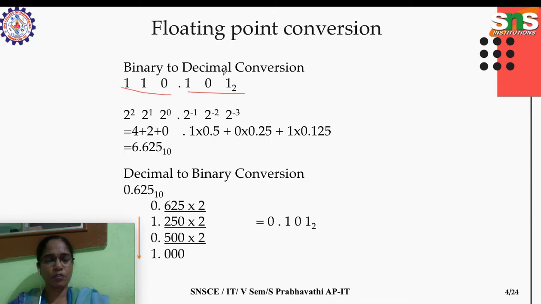And coming to after the binary point, how to calculate it? After the binary point we need to go for the division method like this. So 1 into 2 power minus 1, 0 into 2 power minus 2, 1 into 2 power minus 3. That is 1 by 2, that's 0.5, plus 0 into 0.25, plus 1 into 0.125. So 6.625 is represented in the binary format like this.